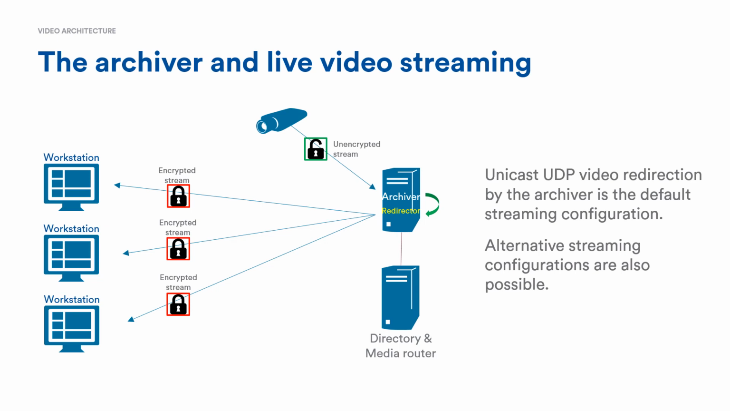By default, this is done with a unicast UDP transmission. That means if one client wants to view the video stream, the redirector sends one transmission to that specific workstation. But if 2, 3, or more clients all want the same camera, the redirector sends each one of the clients their own unicast UDP transmission. And that's the default streaming architecture.